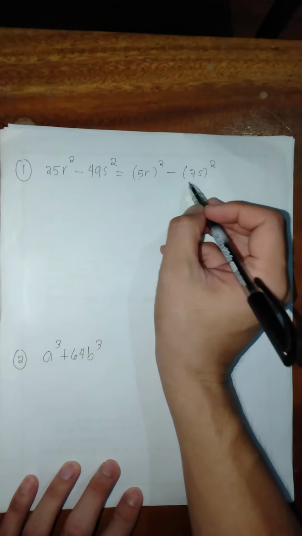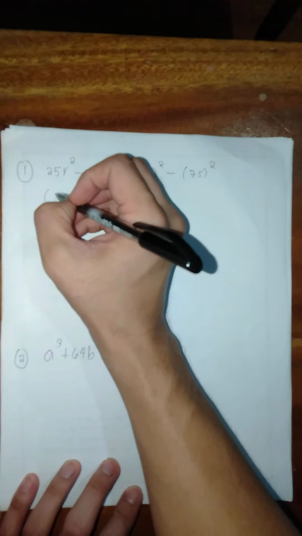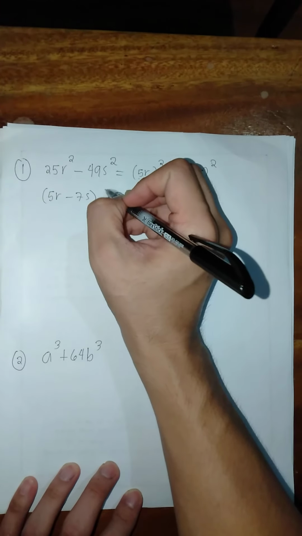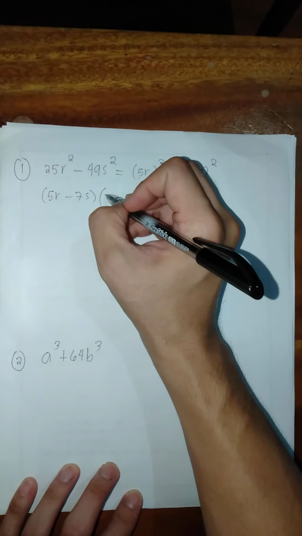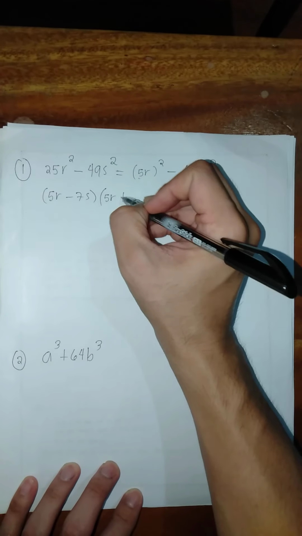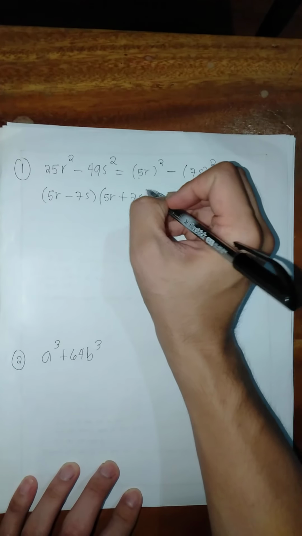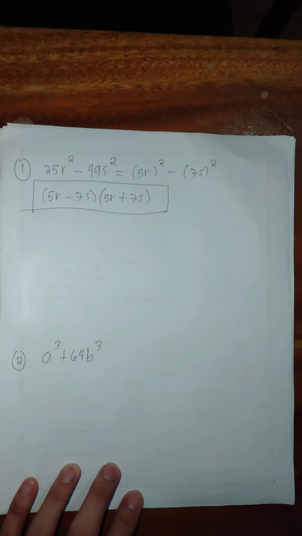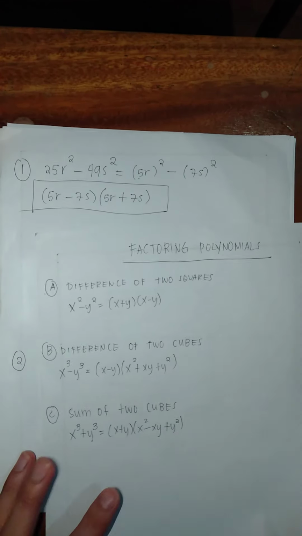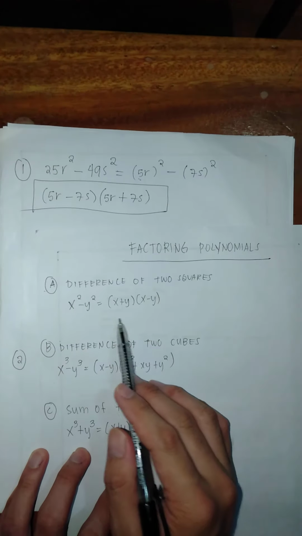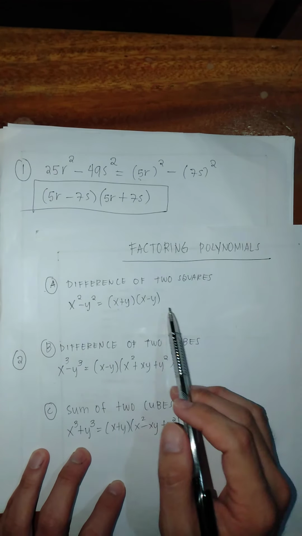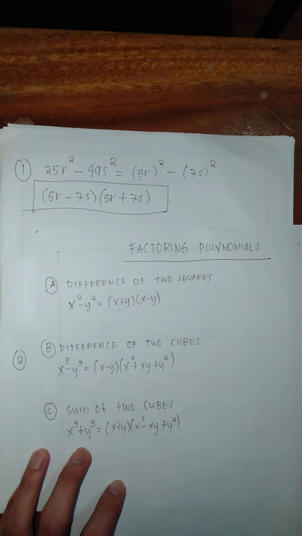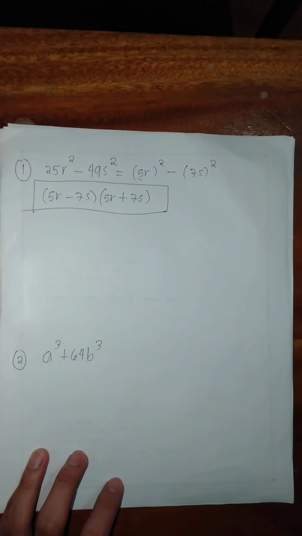So, kunin mo to, so magiging 5r minus 7s, then, copy mo lang ulit yung 5r plus 7s. And this is your answer. Okay? Diba similar siya dito yun? So, ito yung x mo. Ayan. It's your x. And this is your y. Ayan. Diba? Difference of two squares.